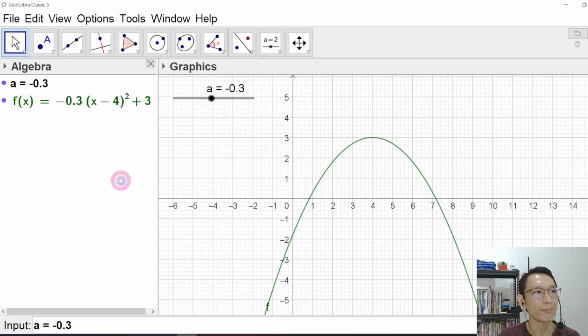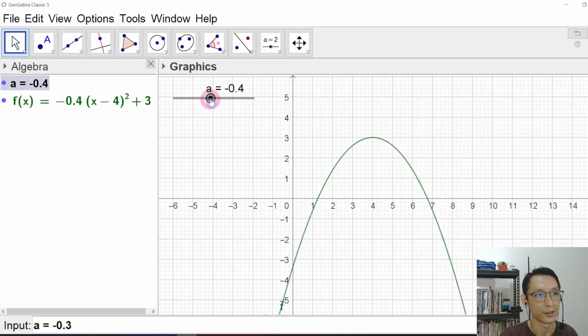Okay, now look at this number. This is negative 0.3. So when I increase the 0.3, forget about the negative. Negative just tells you that the curve is concave down. Now just focus on 0.3. Let me change it to 0.4, 0.5, 0.6, 0.7, 1.0, and so on. You will notice that the graph becomes narrower, narrower, and narrower. You see?